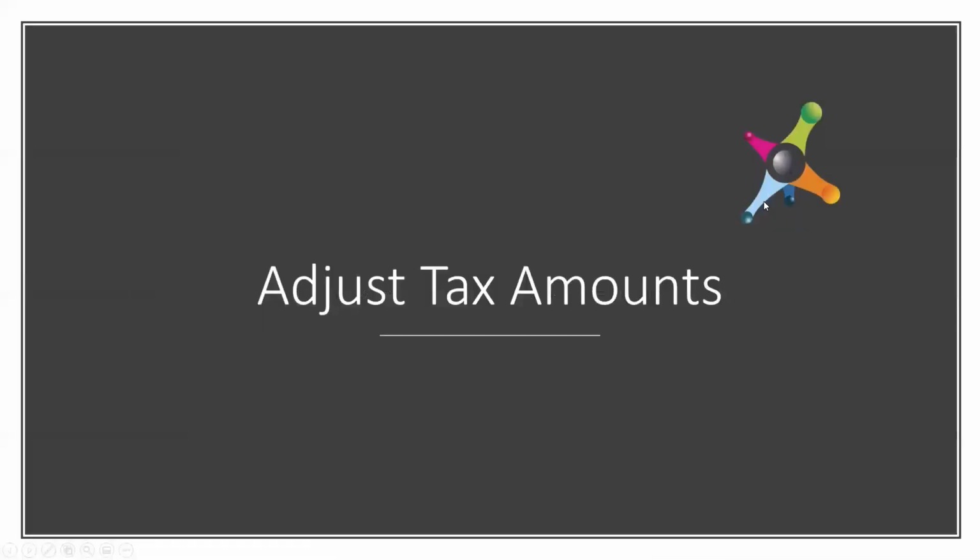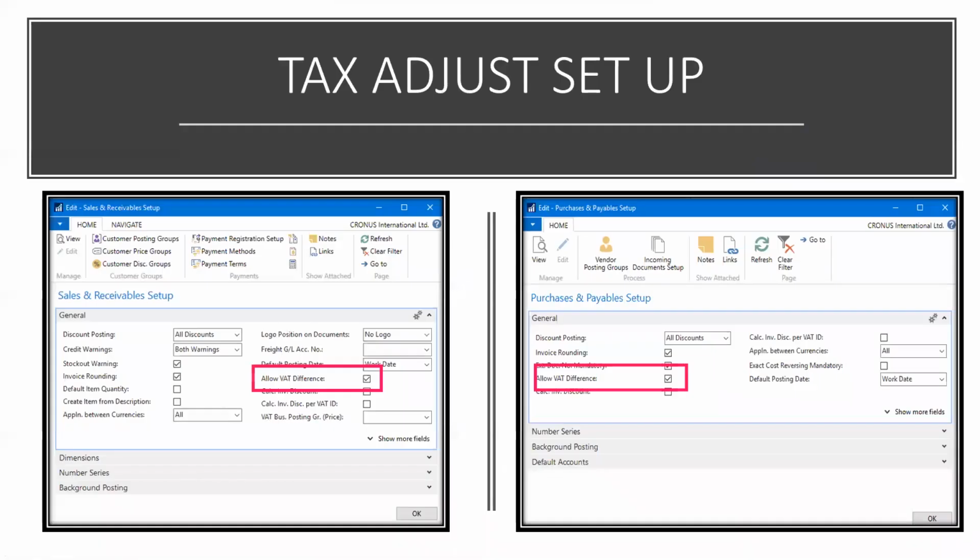Now, whenever I work with that, I also need to understand that I can sometimes adjust my tax amounts, and how do we work with this, all right? In NAB, we have different types of setups, but first, in order to adjust, for sales and for purchase operations, I have two different types of setups, all right?